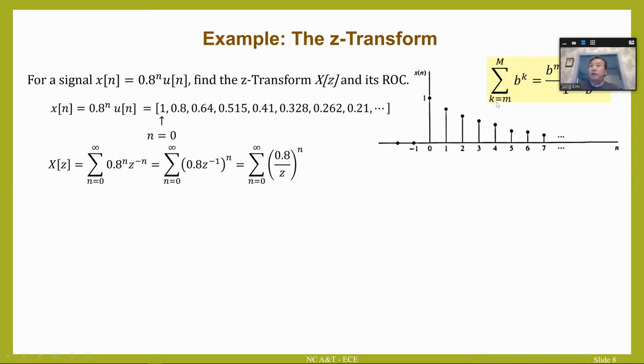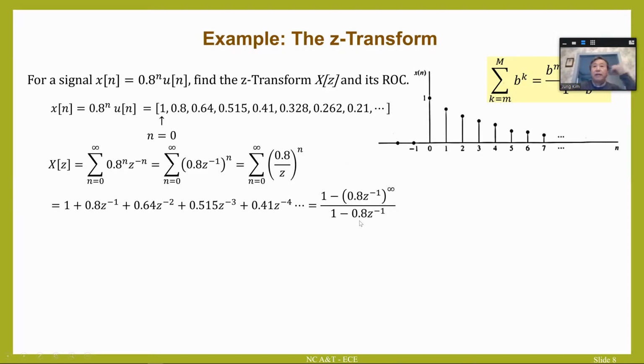If you look at the closed form, the summation of b to the k, from the starting point small m to the ending point large M, is a closed form. The denominator part is 1 minus b, and the numerator part is b to the m, the starting point, minus b to the M plus 1, the ending point. We're going to use this formula.